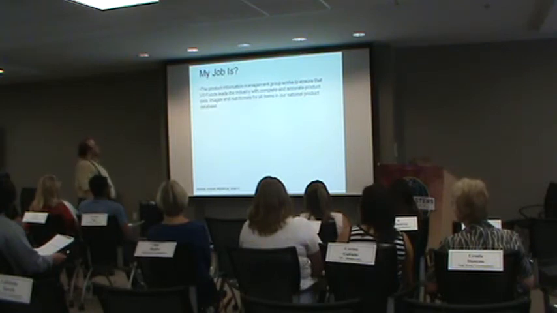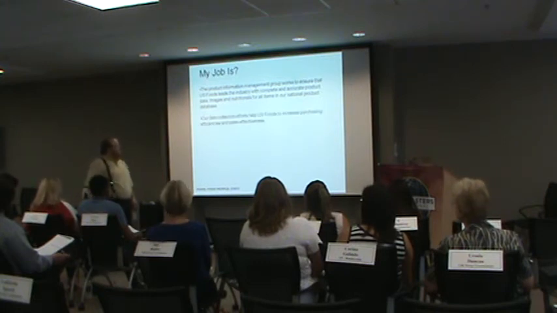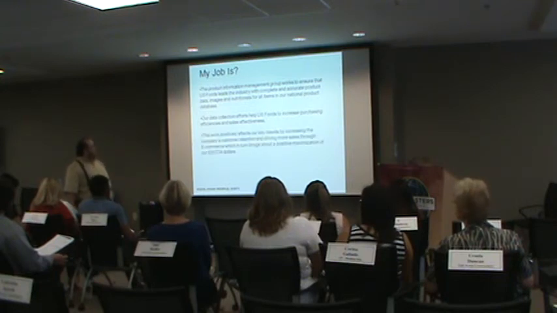My job is, the product information management group works to ensure that U.S. Foods leads the industry with complete and accurate product data, images, and nutritionals for all items in our national product database. Our data collection efforts help U.S. Foods to increase purchasing efficiency and sales effectiveness. This work positively affects our key results by increasing the company's customer retention and driving more sales through e-commerce, which in turn brings about a positive maximization of our EBITDA dollars.